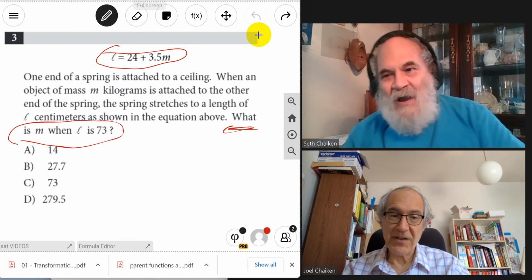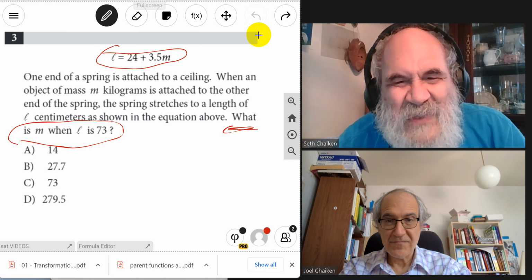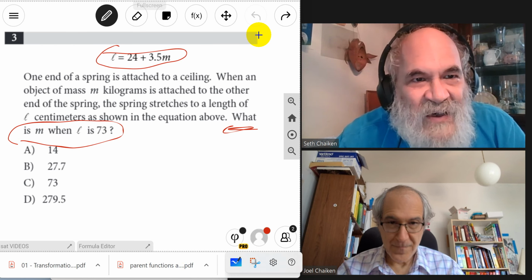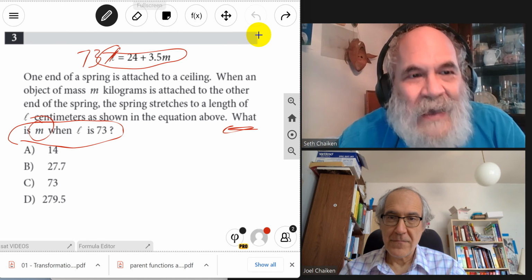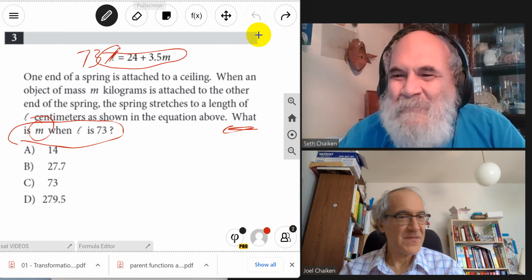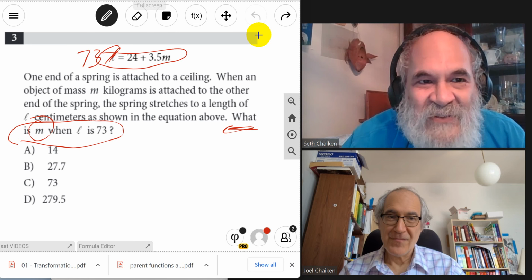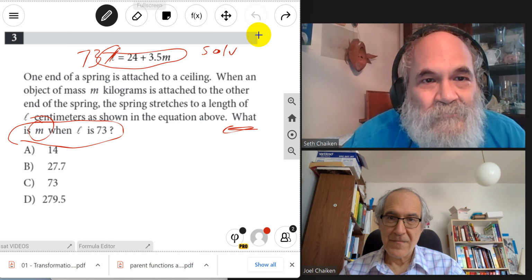Well, I think it's helpful to note that this is really an algebra problem. When L is 73, they want you to solve for m. That's all it is. So it's helpful to take your pencil and write the 73 up here, cross out the L, and look at it, and your goal is to solve for m.